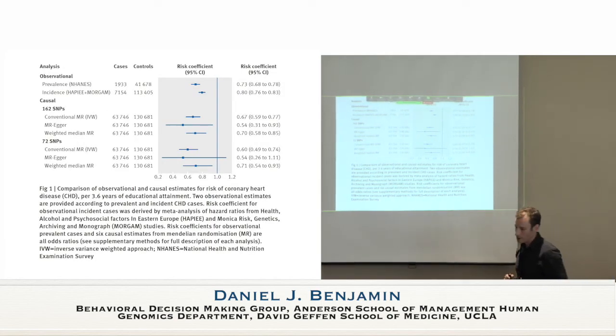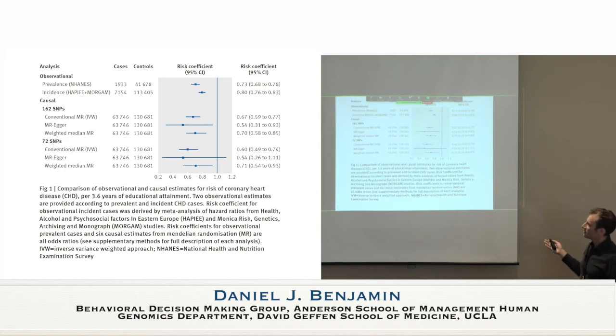So here's the estimates. Maybe I won't spend time going through this. I'll just show you. These are the observational estimates, just the raw correlations in other data between educational attainment and coronary heart disease. And these are the Mendelian randomization estimates using the 2 sets of GWAS results.